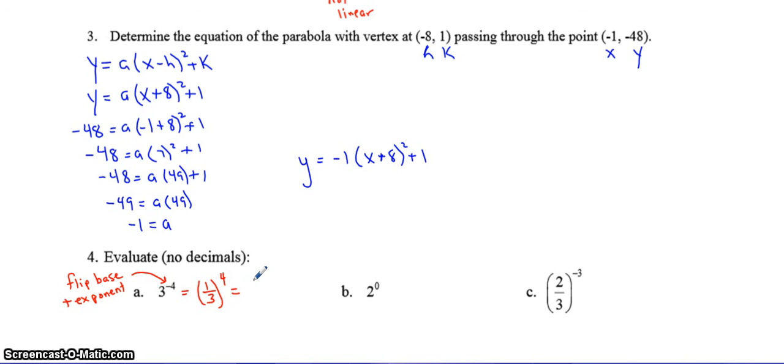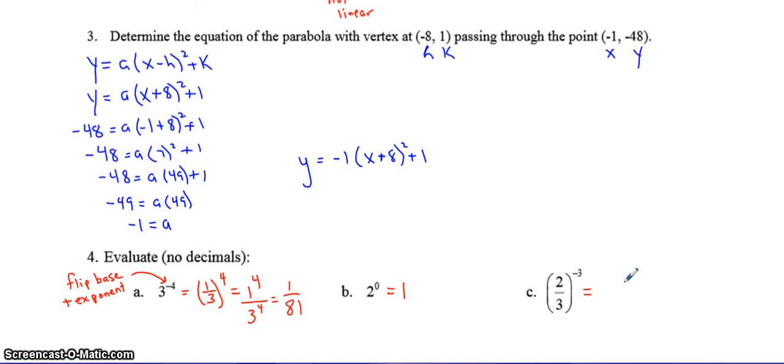Both the numerator and the denominator get the exponent of 4. 1 to the 4 is 1, 3 to the 4 is 81. For question B, any base with an exponent of 0 is equal to 1.